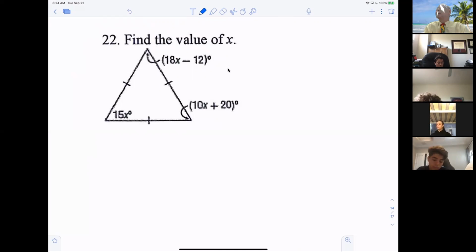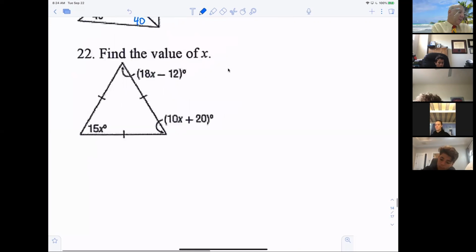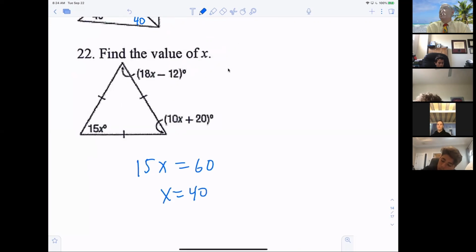Stop. Listen to Sam. Go, Sam. What are we talking about? 5x equals 2x. I'm just looking at this going 15x equals 60, honestly. And x equals 4. Oh, all right, that's what I was thinking.